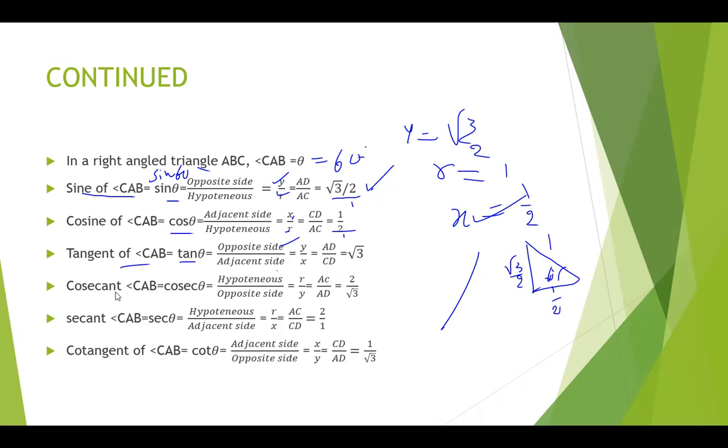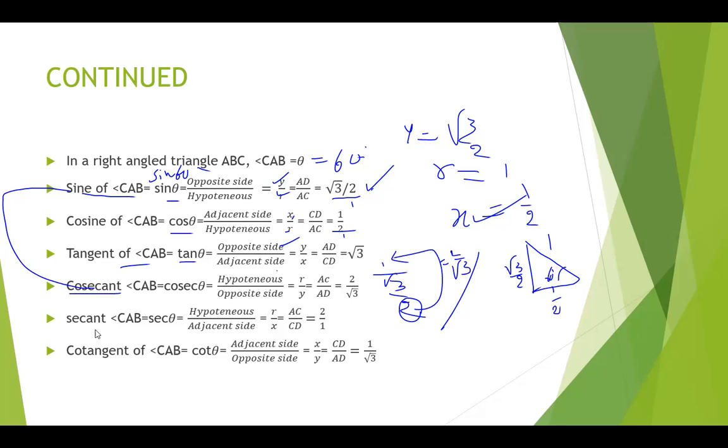Okay. Now, cosecant of theta. Cosec theta is the reciprocal of sine theta. It is the ratio of hypotenuse to opposite side. R by y. That is R is 1 divided by y means root 3 by 2. Denominator of the denominator comes to the numerator. We have 2 by root 3.